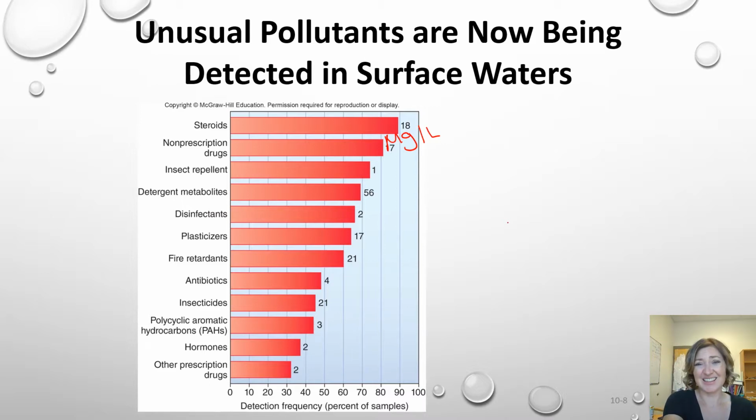So we're finding things like steroids in water. That was one of the highest frequency materials, non-prescription drugs, insect repellents like DEET, detergent metabolites. So we have to be real careful that we're not pumping phosphates into the environment. Disinfectants is a pretty high rate as well per liter.